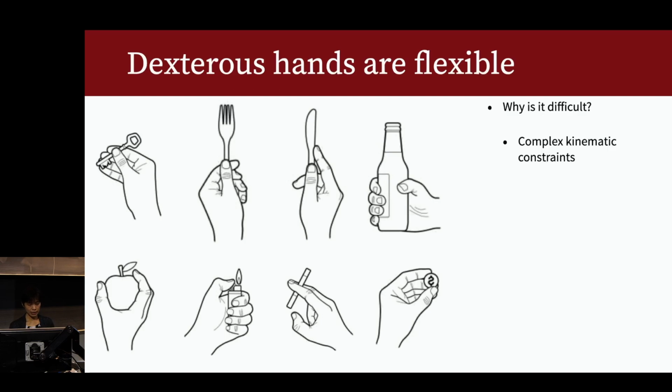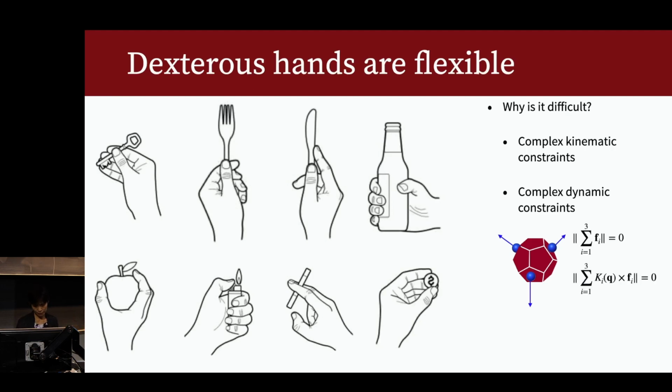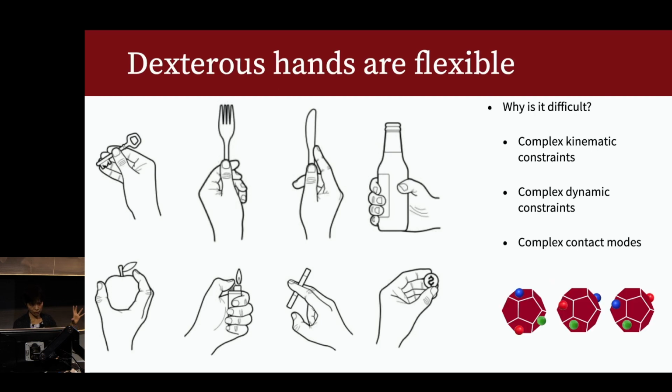The first thing is that the kinematics becomes very complex due to the high degrees of freedom. And the dynamics also becomes very complex because when you talk about grasping, you have to talk about force closure and friction cone constraints. And lastly, the solution space of valid contacts between the hands and the objects is also very complicated. It's multimodal, and it's combinatorial. So if you want to solve a problem in optimization with the contact modes, it's just hard.